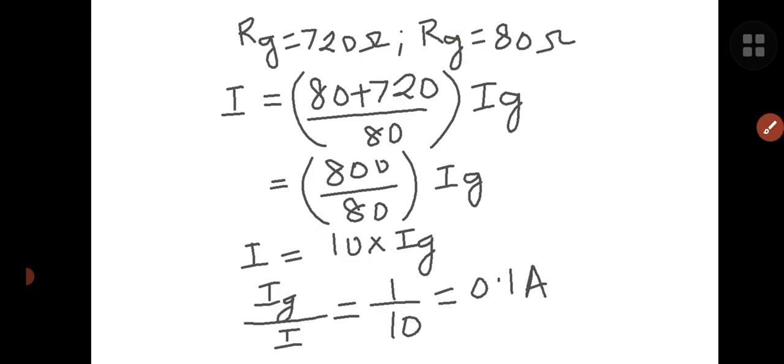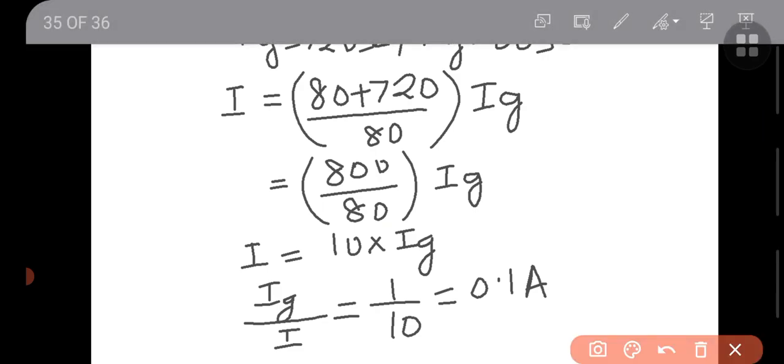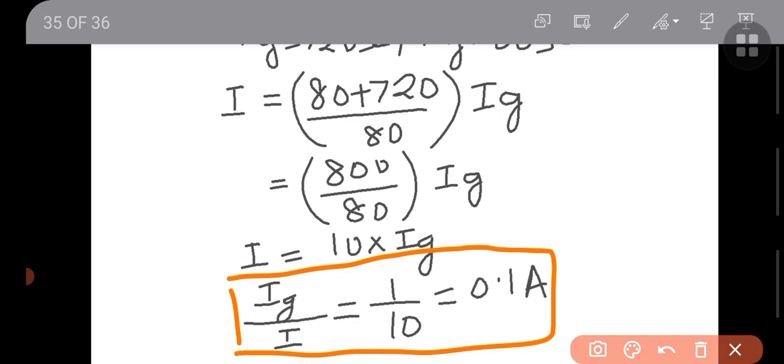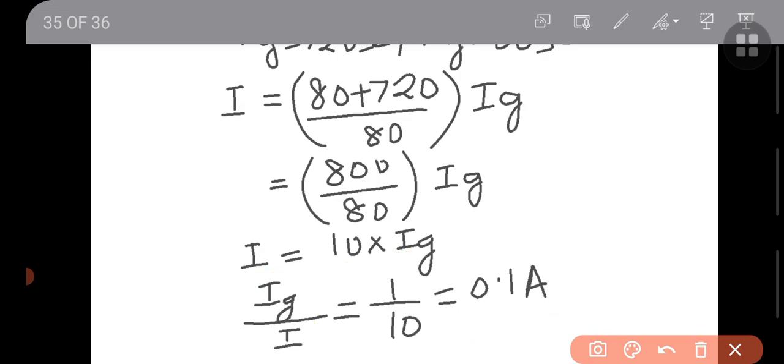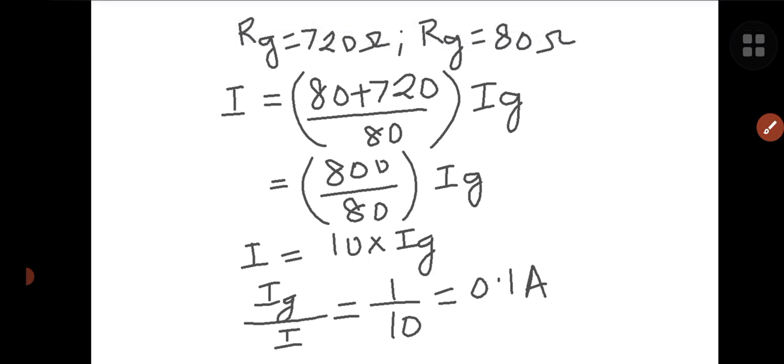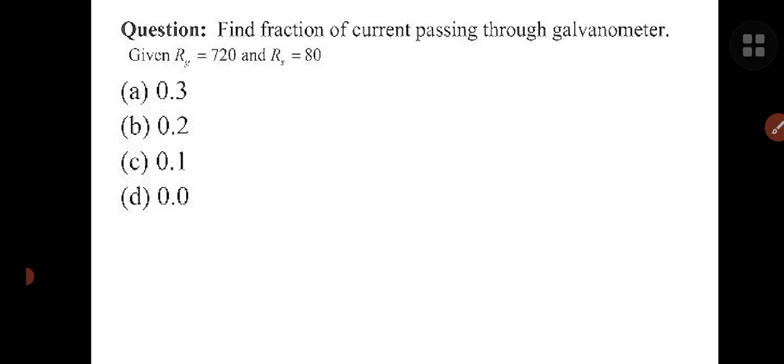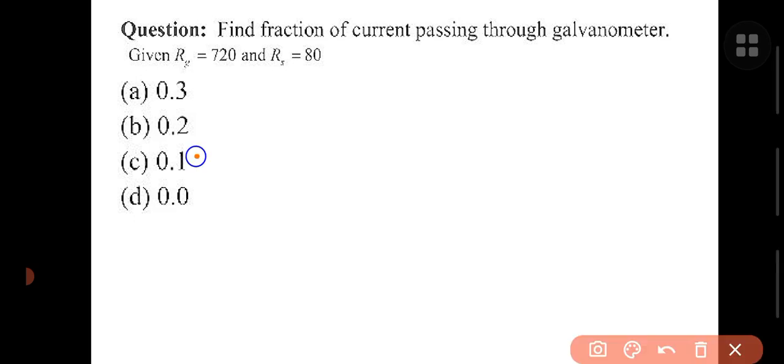What is the meaning of this equation? The ratio between the current flowing through the galvanometer and the total current I will be 0.1. So our answer is 0.1, option C.